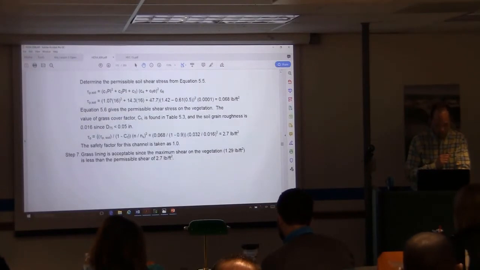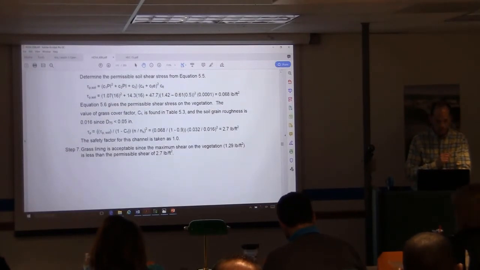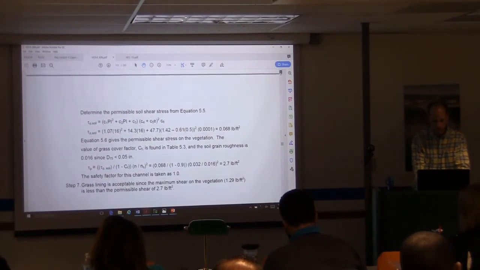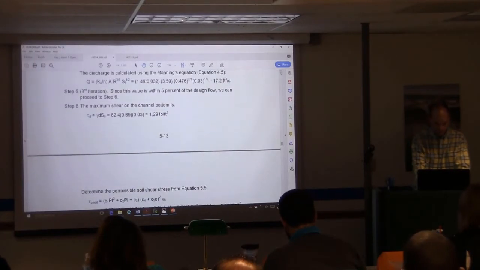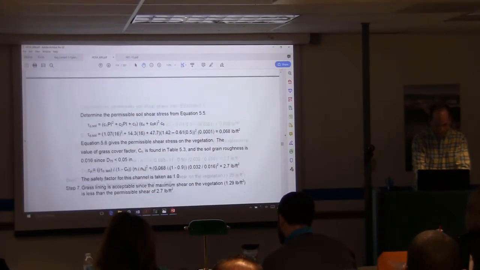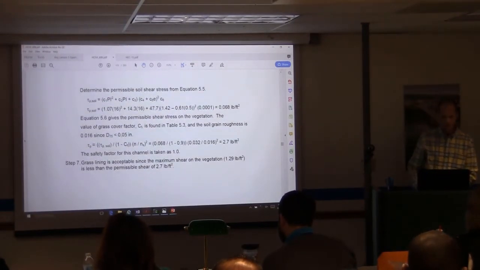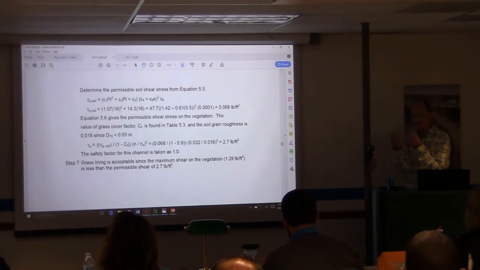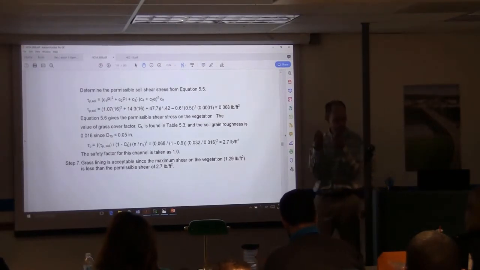Okay, so the permissible soil shear. We have to figure out the components of the permissible for both our vegetation and our soil. I just want to make sure I haven't skipped over any steps here. Okay, good. So it's first going to look at the permissible soil shear stress. We have a cohesive or sticky soil, and those are clays and silts and all the very fine-grained soils.